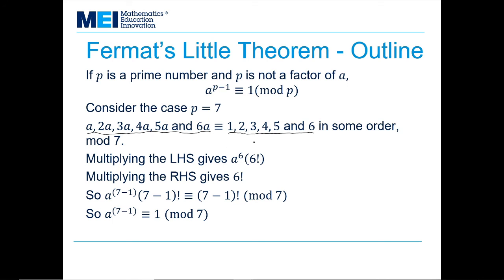And for p prime, you're always going to get this permutation happening of the different congruences. And if p is composite, that's not going to happen. So that means that whatever you do, you're going to get that a to the p minus 1 is congruent to 1 mod p in the case where p is a prime number and p is not a factor of a.